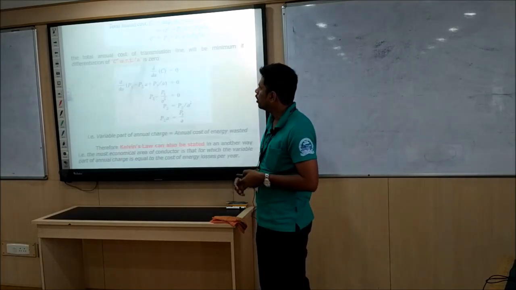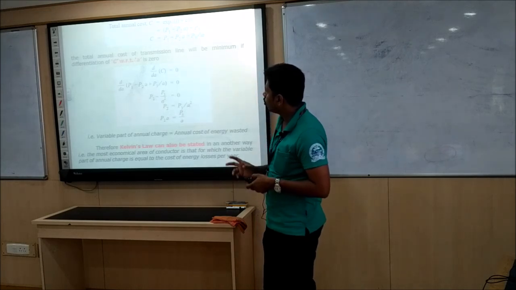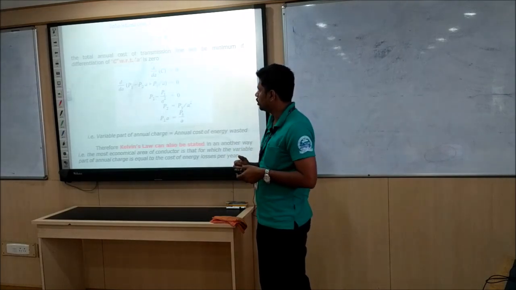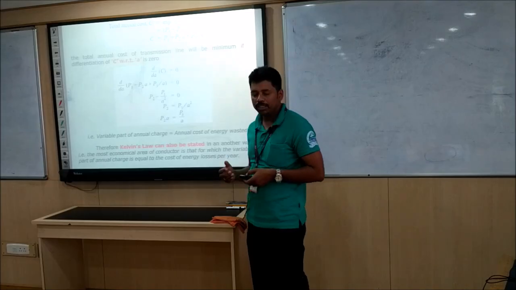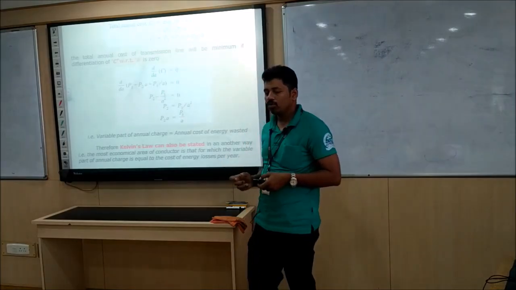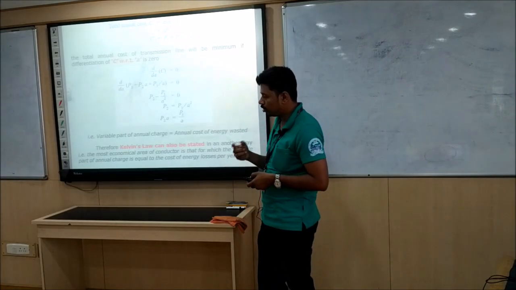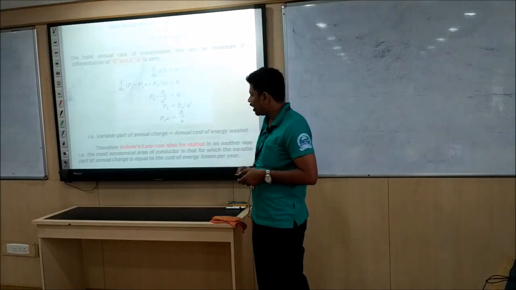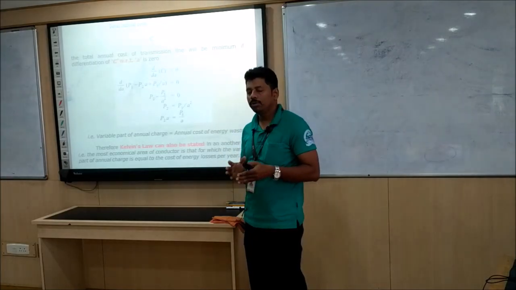If you find the total annual cost, if you add these two costs, you are getting P1 plus P2A plus P3 by A. To find the effective cross section, differentiate this with respect to the area A, and you are getting a condition that P2A equals P3 by A.